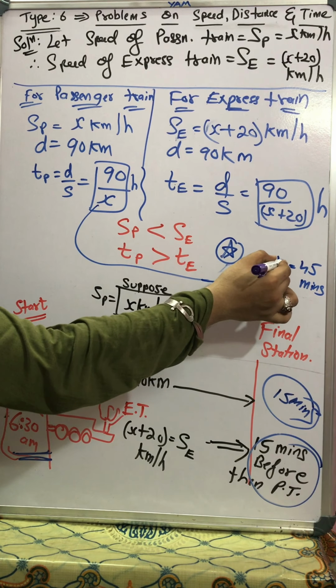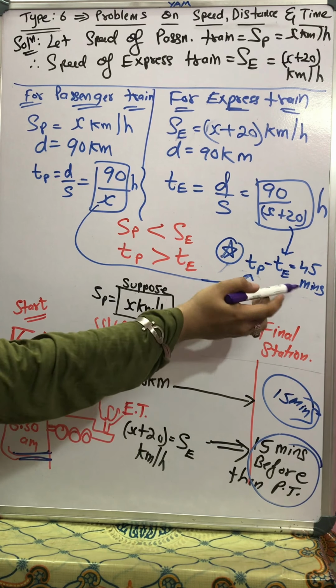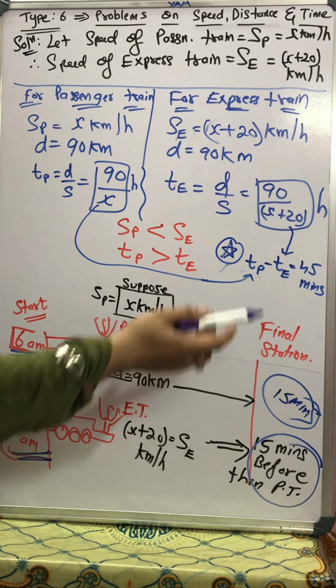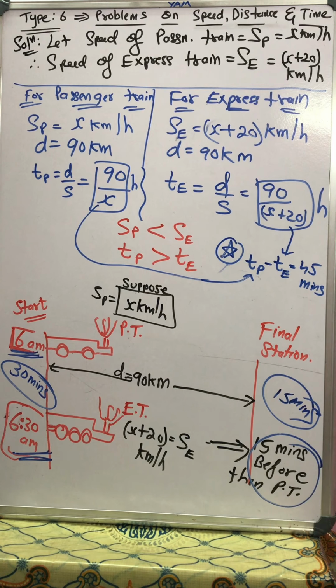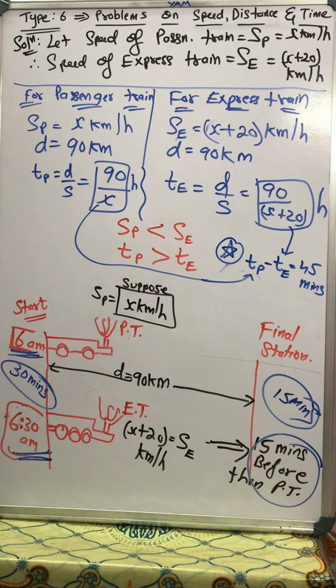Do I know the value of express train ka time? Yes, I'll substitute over here. Is equal to 45 minutes. I need to convert this 45 minutes into hours. So 45 upon 60. So I need to erase the complete board, students. Now please pause the video.